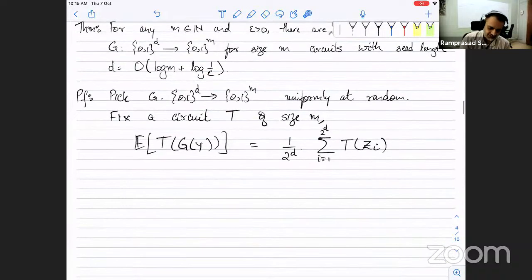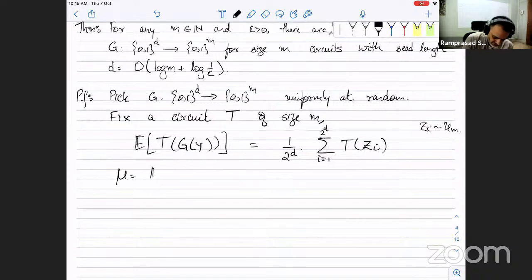Okay. So each Zi is taken from uniform, but because I fixed a G, these Zi's are now fixed. Now, this basically looks like Chernoff bound, right? The actual expectation, mu, this is basically expectation of T on the uniform distribution. This is some mu. But once I fix a random G, it's like saying that I will basically sample it at some 2 power D points and take its average.